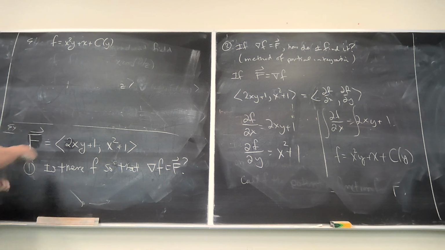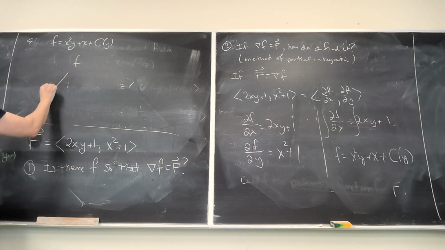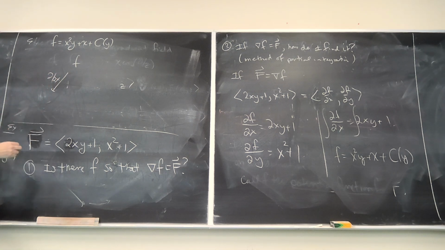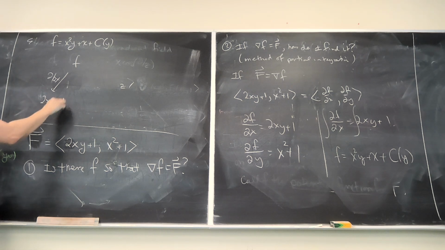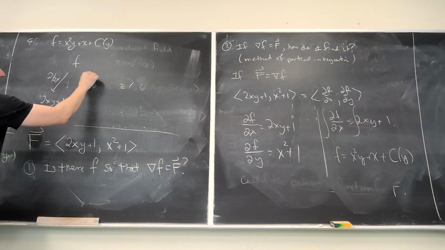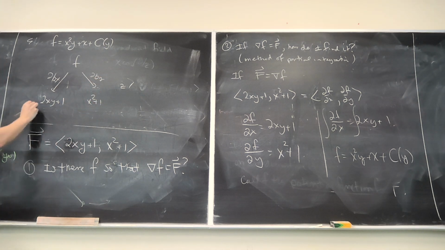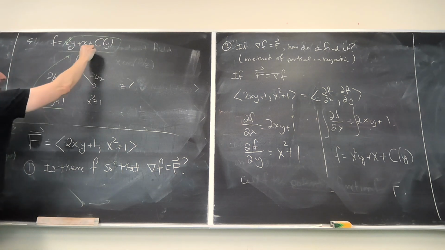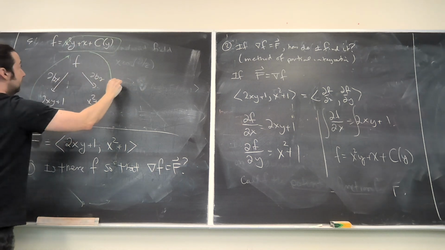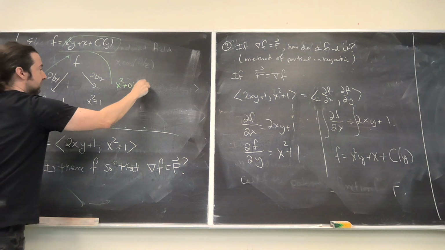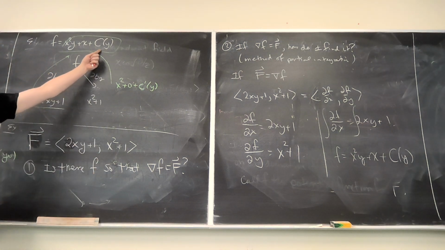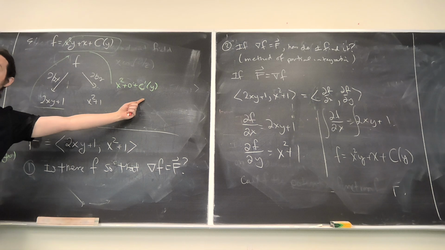So schematically, you can think about this as, we had the function f. If I took d by dx of f, I got 2xy plus 1. If I took d by dy of f, I got x squared plus 1. So we started down here, and we undid the d by dx and got that function. So now I could take this object and take its derivative with respect to y, which will be x squared plus 0 plus c prime of y. I don't know what that function is, but if I took its derivative, it would be c prime of y.